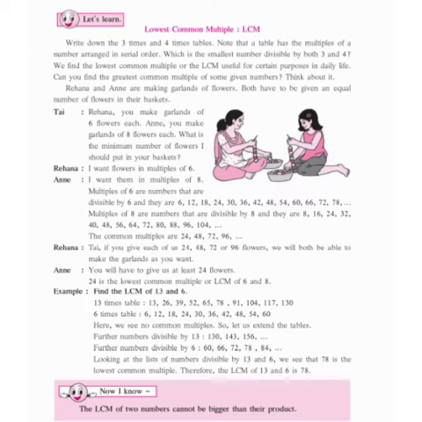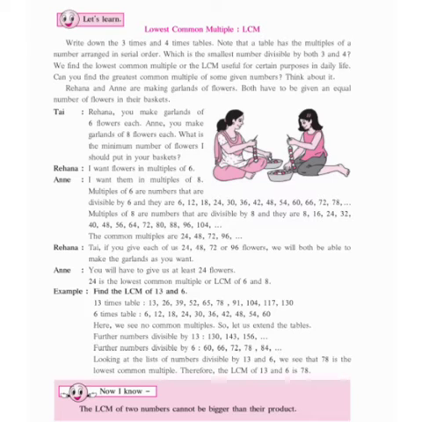Think about it. Rehana and Annie are making garlands of flowers. Both have to be given an equal number of flowers in their baskets. Tai said, Rehana, you make garlands of 6 flowers each. Annie, you make garlands of 8 flowers each. What is the minimum number of flowers I should put in your baskets? Rehana said, I want flowers in multiples of 6. Annie said, I want them in multiples of 8.